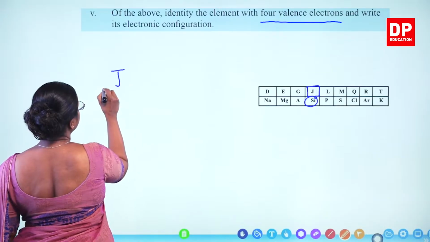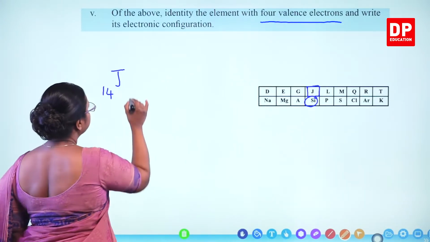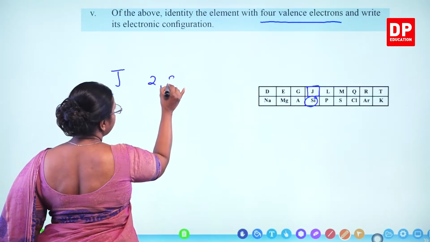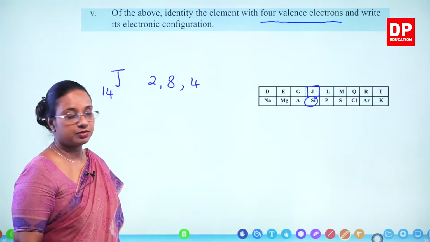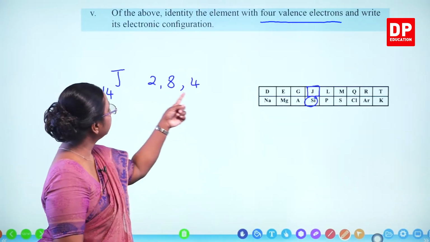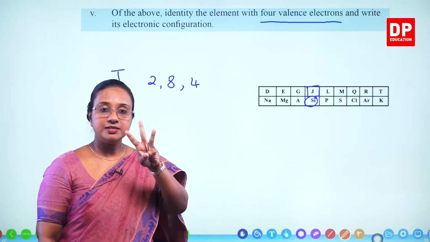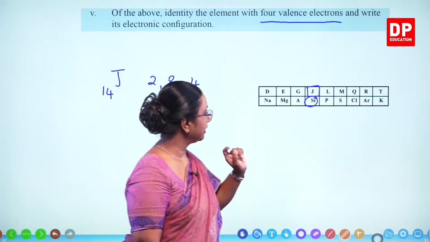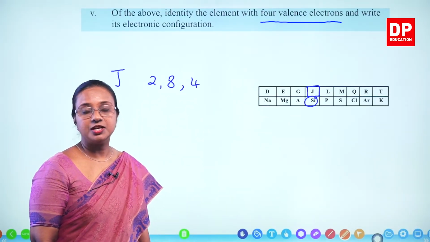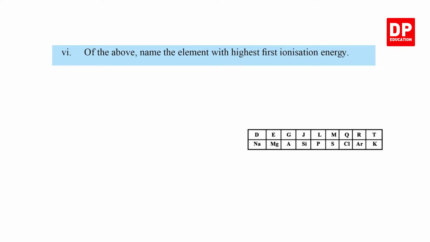I will write it as part of the standard symbol, atomic number 14. So we can write the electronic configuration easily. This will be 2, then there has to be 8, 10 electrons, and the last shell will have the last 4 electrons. 2, 8, 4. If you add them together, 10, 14, and you can see 3 energy levels containing electrons. So it is in period 3 and 4 electrons in the valence shell, group 4. So J is silicon, therefore it will have the electronic configuration like this, 2, 8, 4. The last part of the question, of the above, name the element with highest first ionization energy.